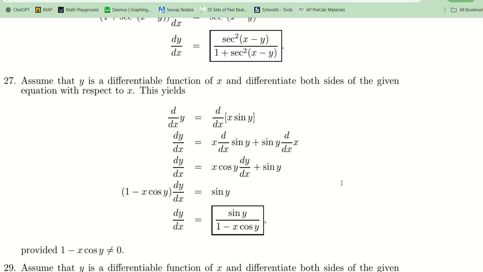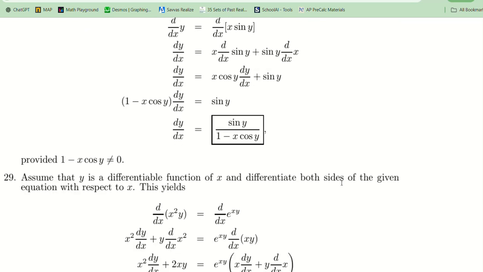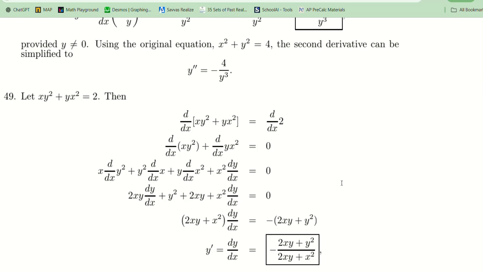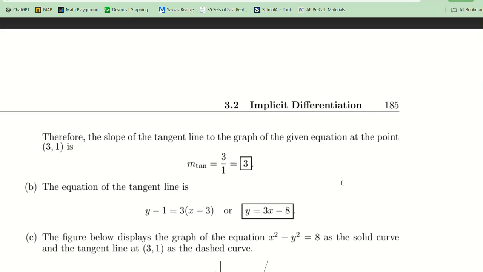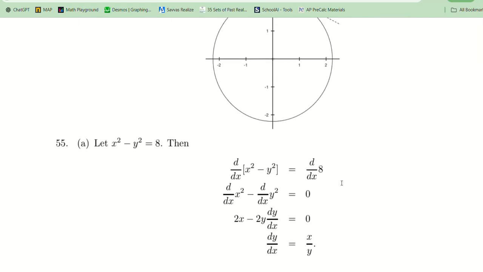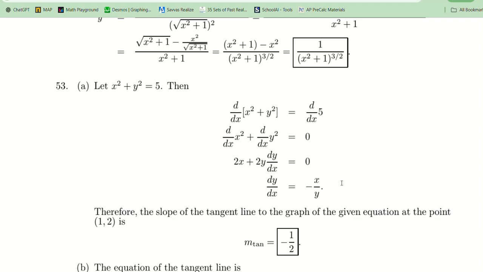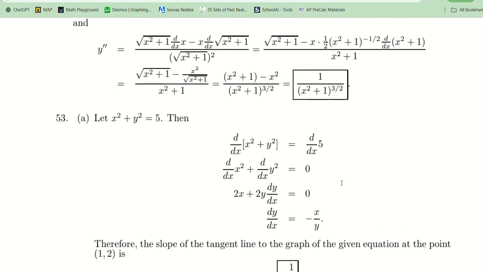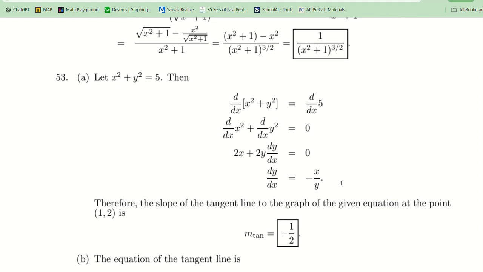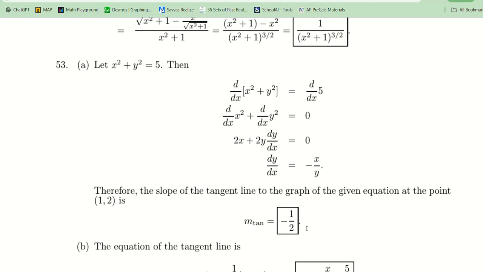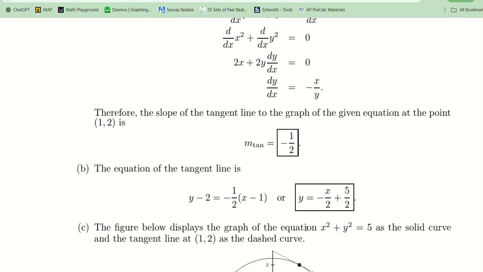So let me ask, was 55 hard? Is 53 okay? Because I think we did a problem almost identical to 53 yesterday. Negative x over y is the derivative. And then when you plug in the point (1, 2), you get negative 1/2. And then the tangent line is y minus 2 equals negative 1/2 times (x minus 1).